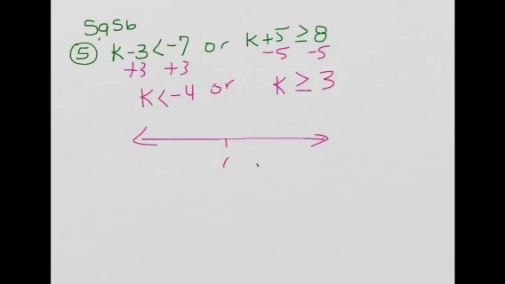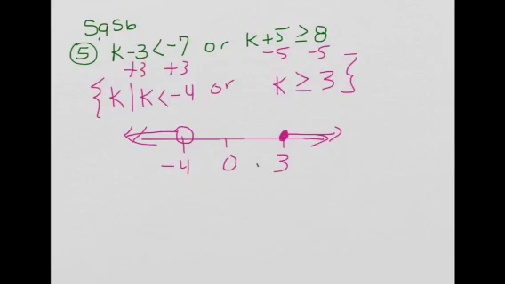So we're going to take our graph, put our 0 on. We have -4 and we have 3. K is less than -4, so we're going to have an open circle with our arrow going to the left. K is greater than or equal to 3. Closed circle going to the right. Add our brackets, our line, and we have set builder notation.